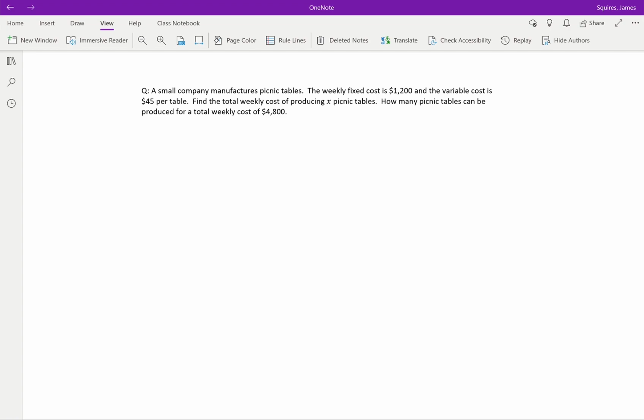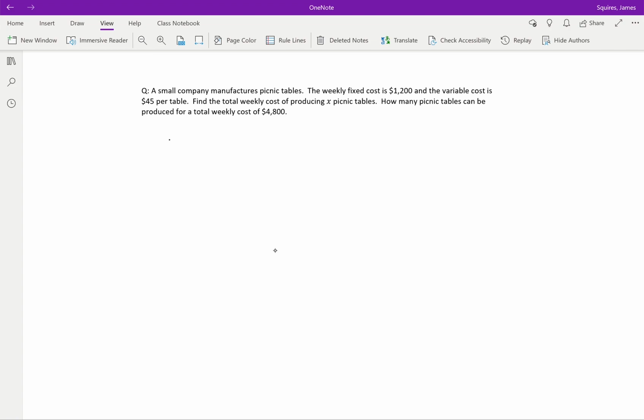So when we say that we have a fixed cost of $1,200, that means this company every single week has to pay $1,200 regardless of the number of tables that they make. So maybe their rent per week is $1,200. So regardless if they make 1 picnic table, 2 picnic tables, 1,000 picnic tables, or 0 picnic tables, they have to pay that $1,200 in rent. And then we see that it costs them $45 per table to produce. So maybe the cost of materials and labor turns out to be $45 per table to make.